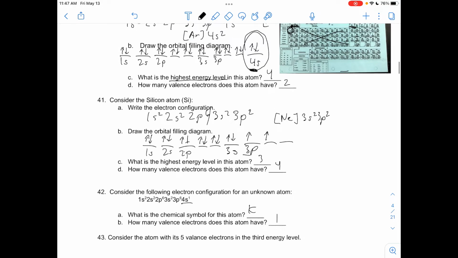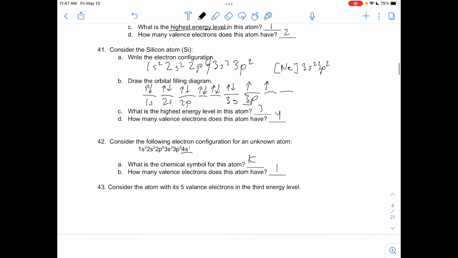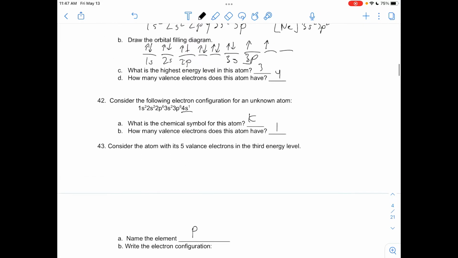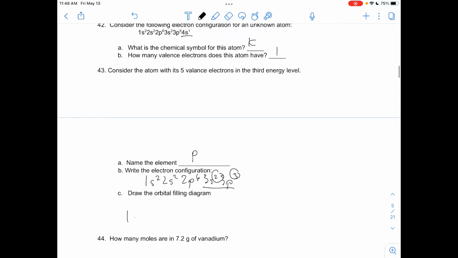5 valence electrons in the 3rd energy level. So the 3rd energy level would be row 3. So it's somewhere in this row, row 3, and has 5 valence electrons. So 1, 2, 3, 4, 5. It is phosphorus. Its electron configuration would be 1s2, 2s2, 2p6, 3s2, and then 3p3. 5 valence electrons, 3p3 actually. It has a total of 5 electrons in row 3. Or it's in the 5th column, same thing.